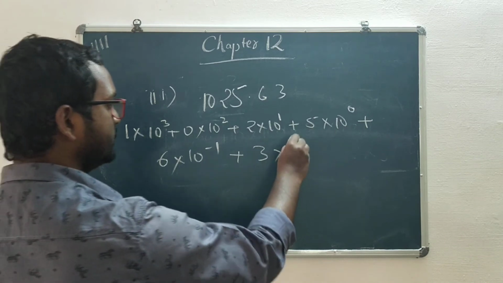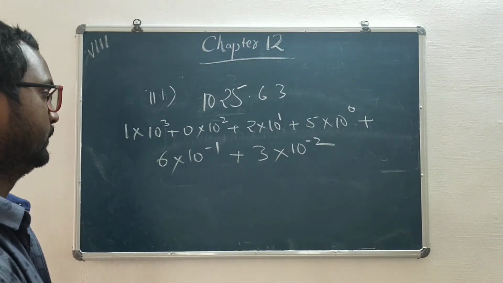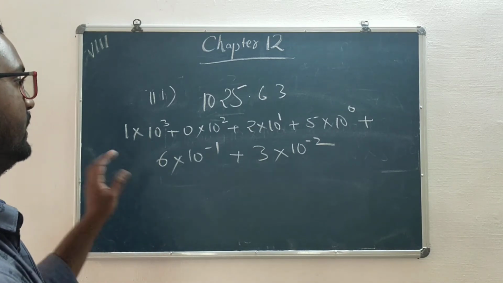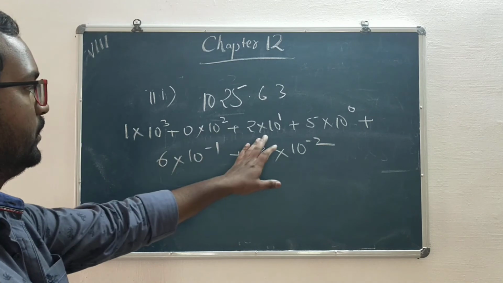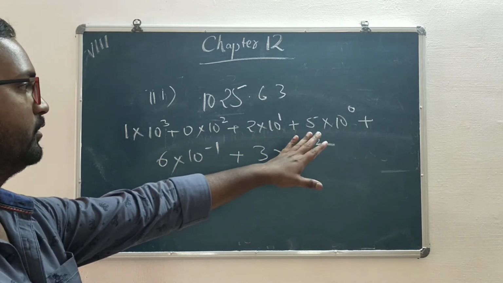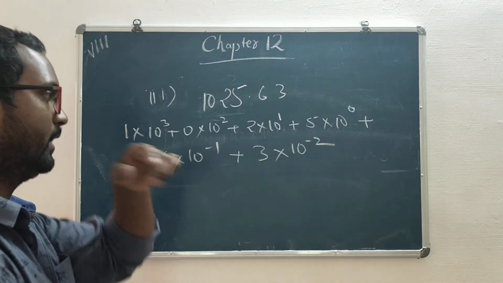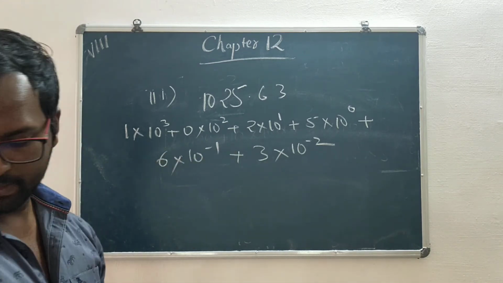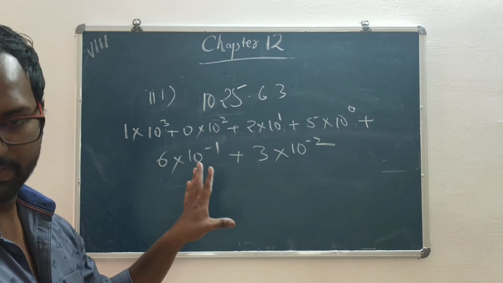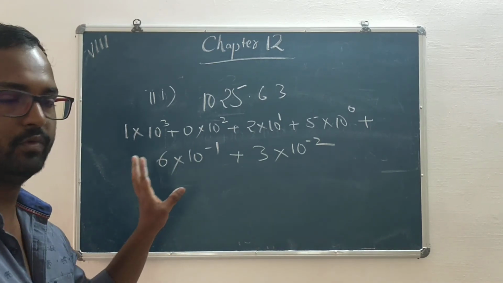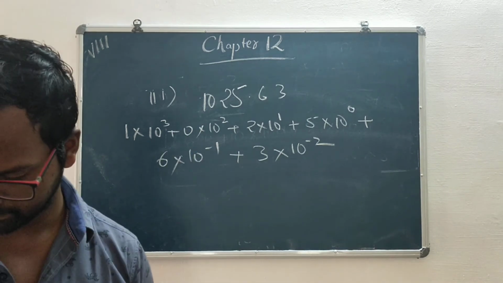1 by 100 becomes 10 power minus 2. So the final answer is 1 into 10 power 3 plus 0 into 10 power 2, 2 into 10 power 1 plus 5 into 10 power 0 plus 6 into 10 power minus 1 and 3 into 10 power minus 2. So this is how we have to do expanding the numbers using exponents.